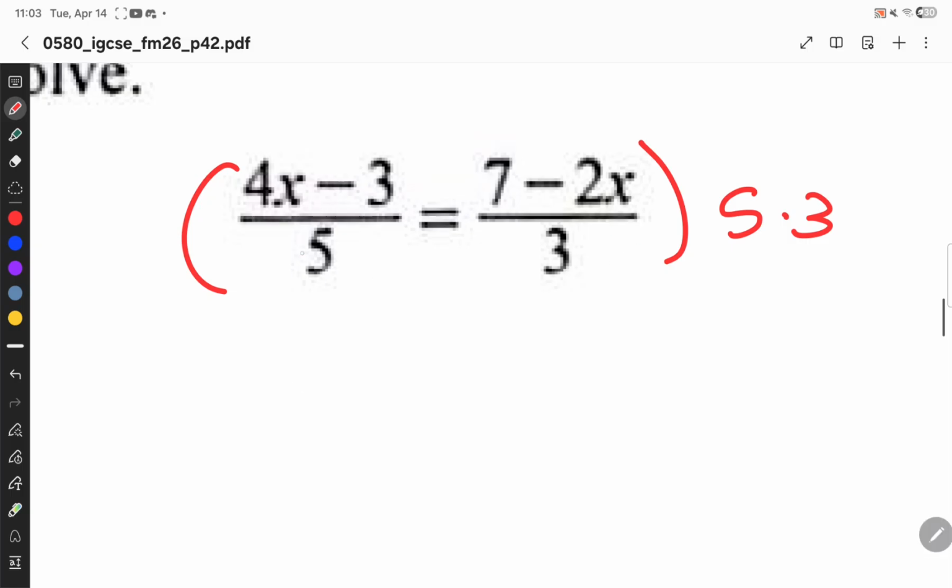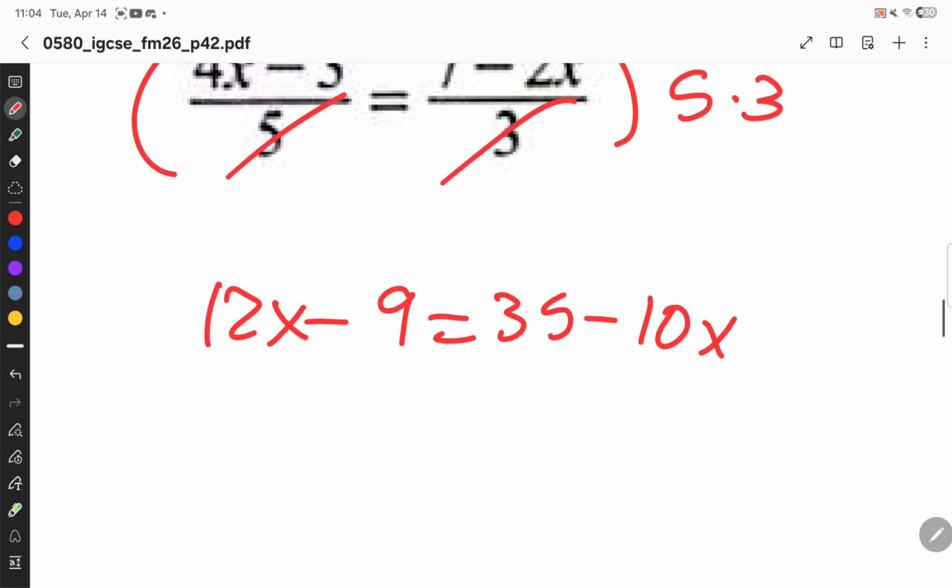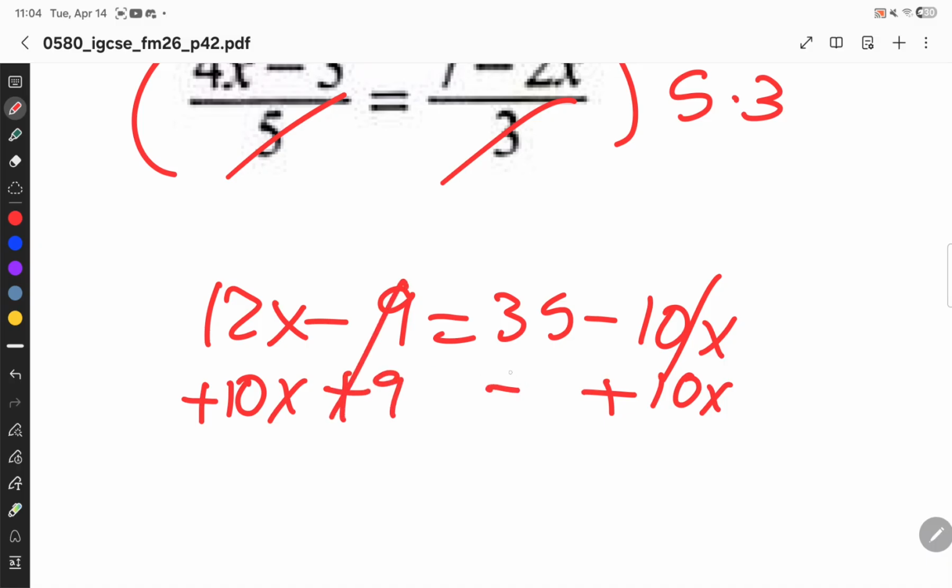So we can cut out the 5, we can cut out the 3 because it cancels out. If we do 5 times 3, the 5 cuts out and you're left with this being multiplied by 3. This is 12x minus 9 is equal to 5 times 3. The 3 cuts out, so this is 35 minus 10x. See, this is a calculator paper. When you have the liberty of a calculator, you forget basic arithmetic because you have power.